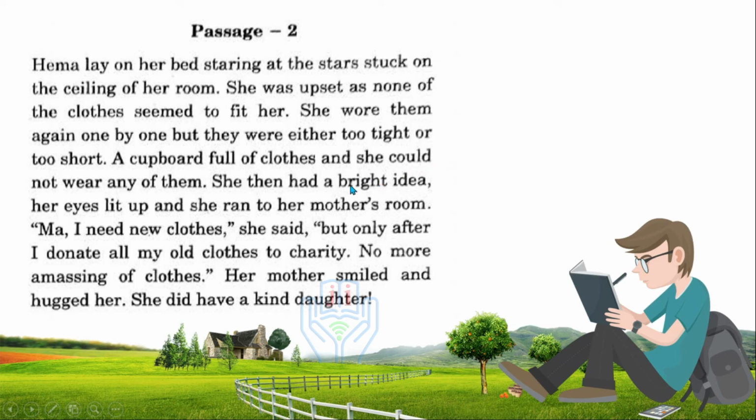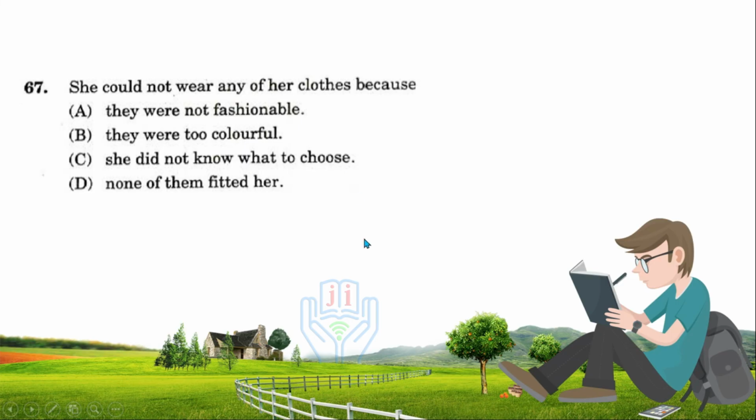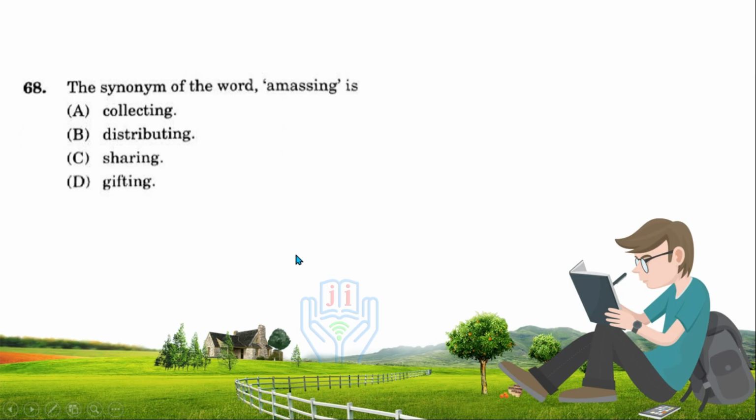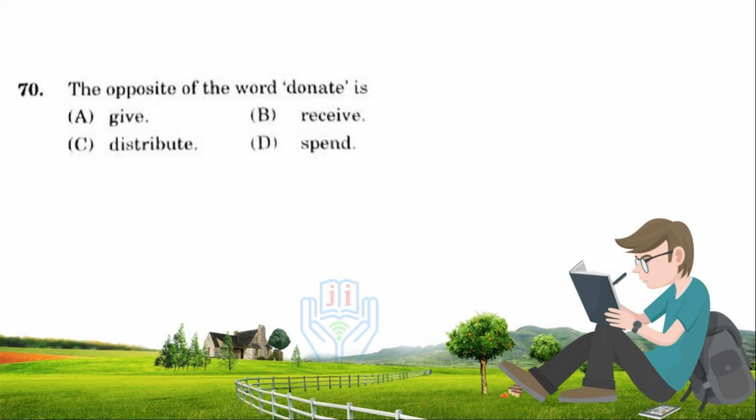Read the passage, pause the video and read this passage. Provide the answers based on the following questions. Hema lay on her bed because she was wondering what to wear. She couldn't wear any of her clothes because none of them fitted her. The synonym of the word amassing is collecting. Hema is charitable. Answer B. The opposite of the word donate is, so we need to find out the donate opposite word.